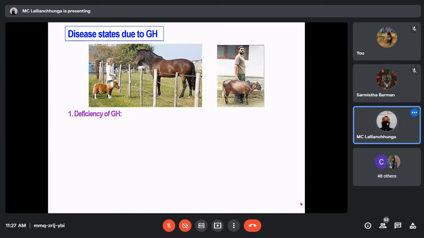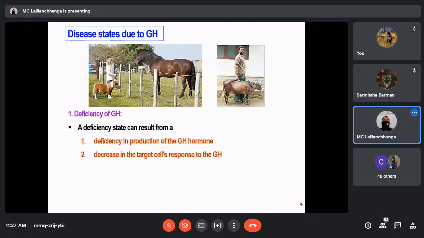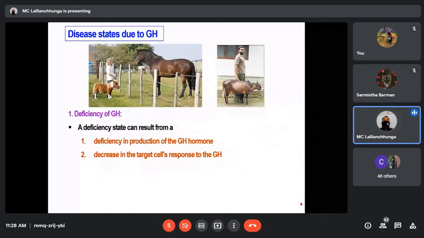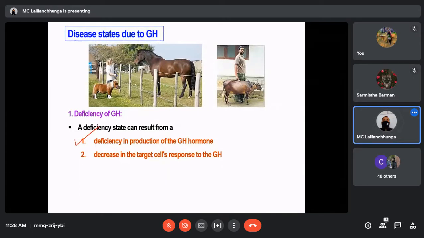Let's say deficiency of growth hormone. What happens when there is deficiency of growth hormone? This deficiency state can result from, number one, deficiency in the production of growth hormone. Let's say somatotrophs are not producing a sufficient amount of growth hormone. That will lead to deficiency in the blood.